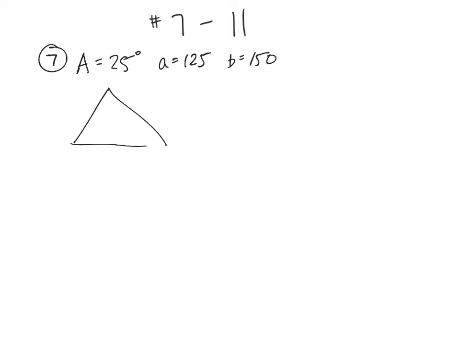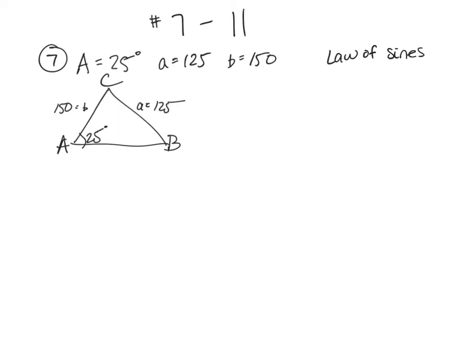Problem number 7 tells us that A is equal to 25 degrees. Side length A is 125, and side length B is 150. So when I draw this triangle, something like that. Let's see, A, B, C. We know A is 125. We know B is 150, and we said that A was 25 degrees. So I see that this is an example of side-side-angle, meaning that we will be using our law of sines.